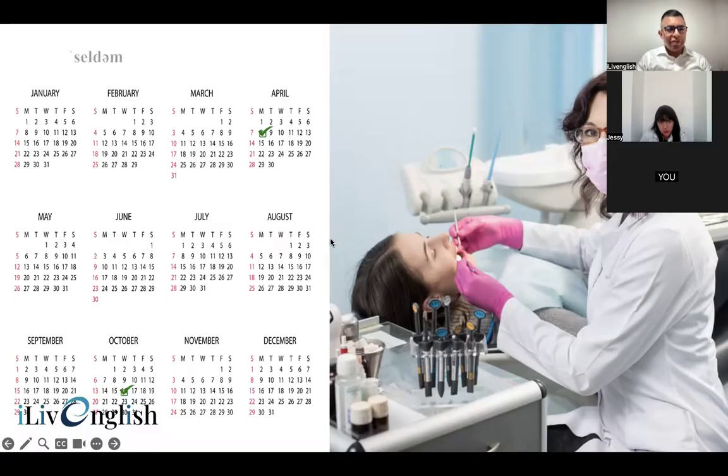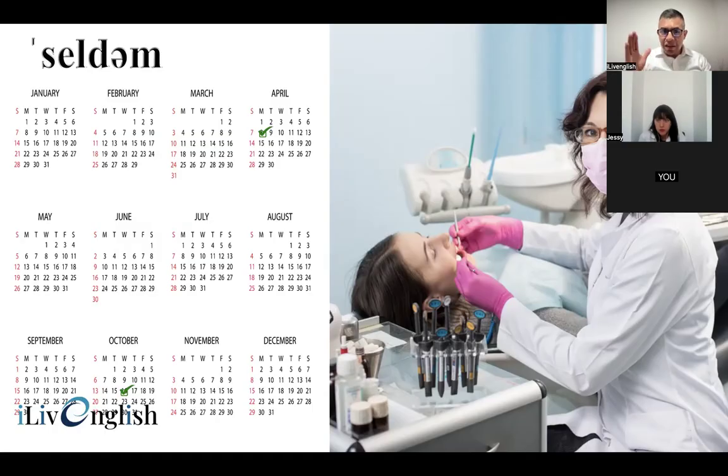Next. Now let's practice with this. Seldom. Seldom is almost never. It's like rara vez. Something like that. So seldom. For example, teacher, what do you seldom do? Answer, I seldom go to the dentist. In the year, 2 times, 3 times. Yes, I seldom go to the dentist.